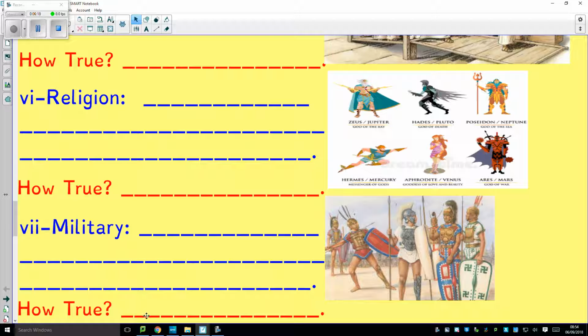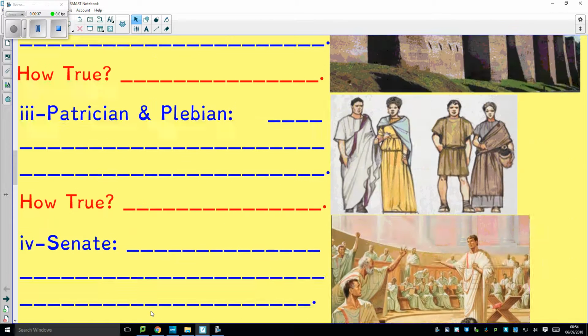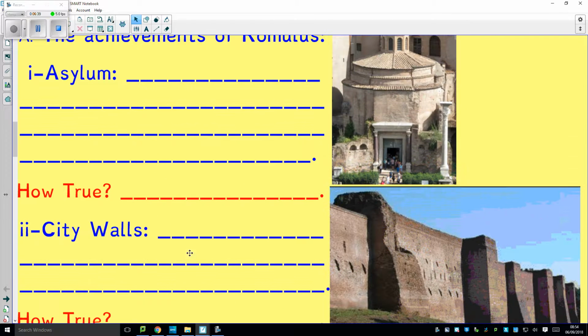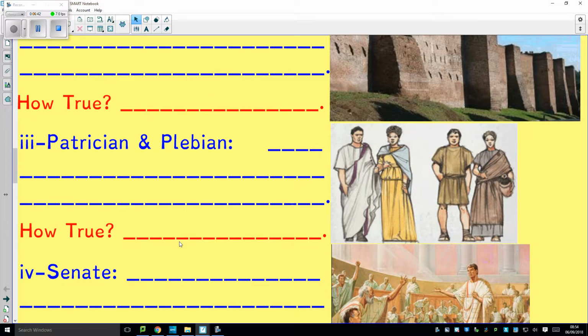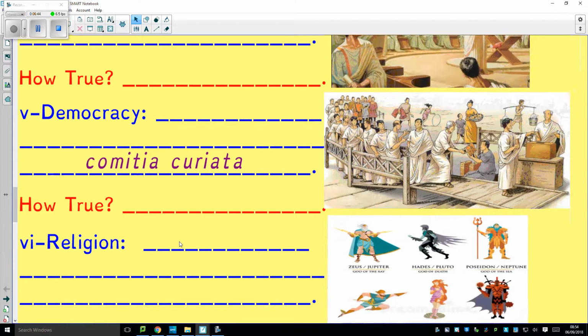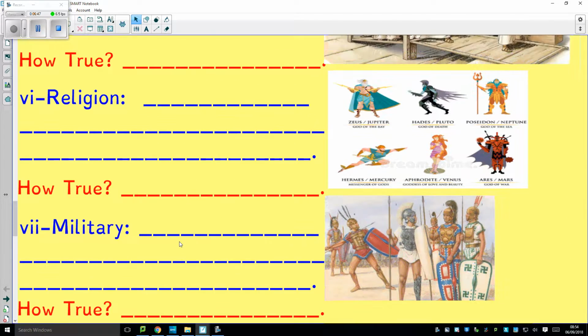How true? Almost certainly not true at all. Romulus didn't do this. This did happen later on, but Romulus didn't do it. Rome was way too small when Romulus started to have this sort of system. Way too advanced. But again, all of these things here, asylum, city walls, patricians and plebeians, senate, democracy, religion, the military reforms, Romulus didn't start these, but they did exist. It's a way for the Romans to explain how all this came into being.